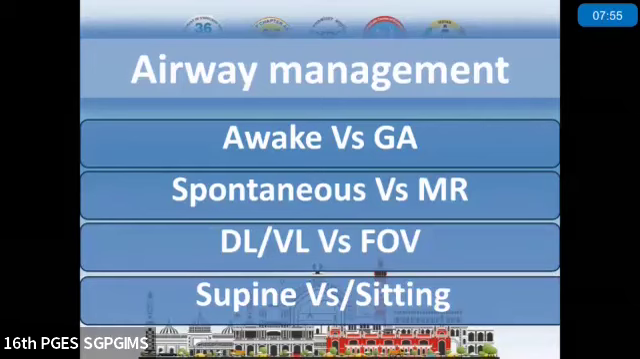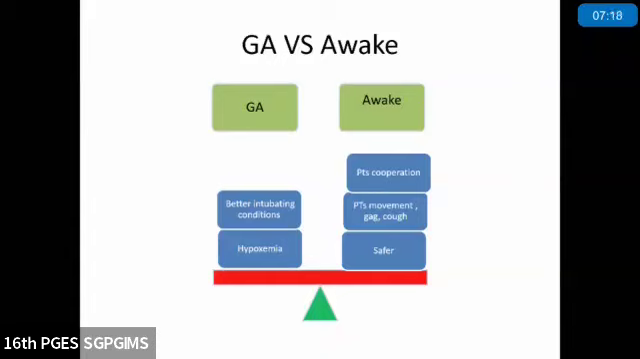So while deciding airway management, we have to decide whether we want to go for awake or with sedation and general anesthesia. And if general anesthesia is chosen, whether we want to use muscle relaxant or without muscle relaxant. And then whether we want to go conventional with the direct laryngoscopy, video laryngoscope, or flexible optic bronchoscopy. In some cases, patient might not be able to lie down, so we have to decide whether we want to secure the airway in supine position or in sitting. So we have to weigh the risk and benefits of general anesthesia and awake.